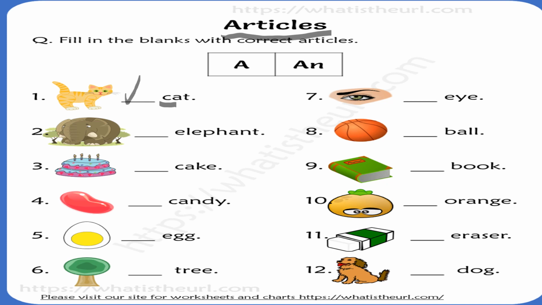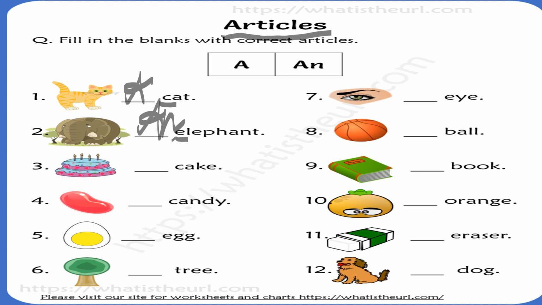A cat. Next, elephant. So now what is the sound? A. A, E, I, O, U. E says A, right? So what are we supposed to write here? An elephant, right?